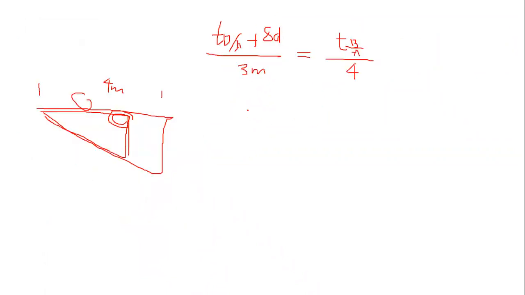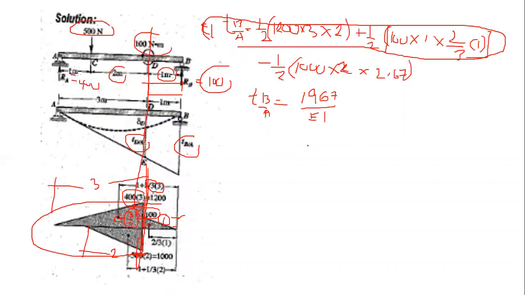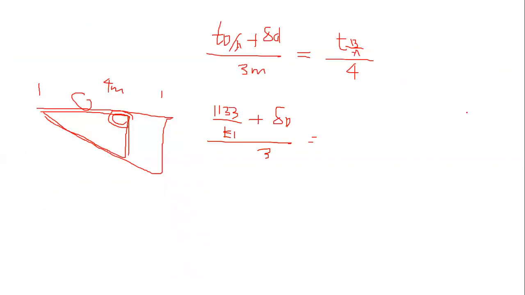So we can substitute then. Okay. Deviation at D from A is 1133. It's going down, so hindi na natin kailangan lagay yung negative sign. Over EI. Okay. Plus itong deflection at D. All over 3. Deviation at B from A, 1967. You have 1967 all over 4. Okay?